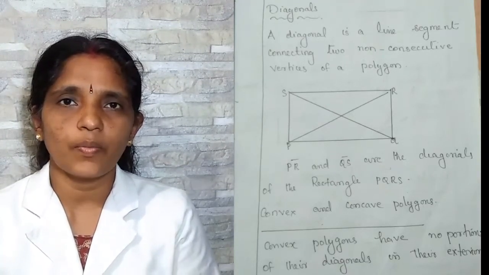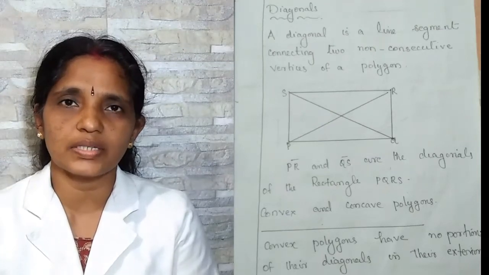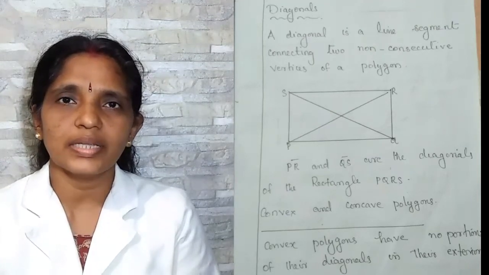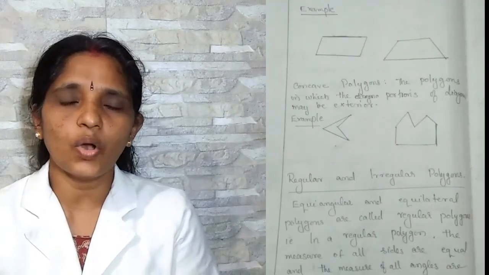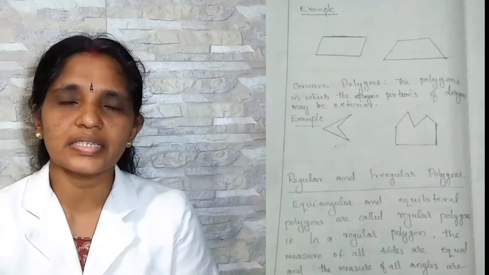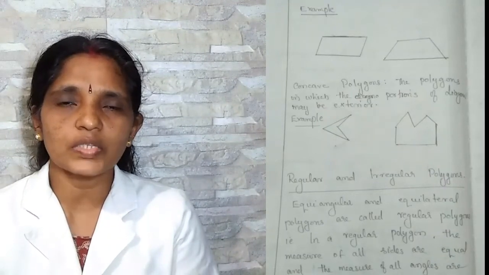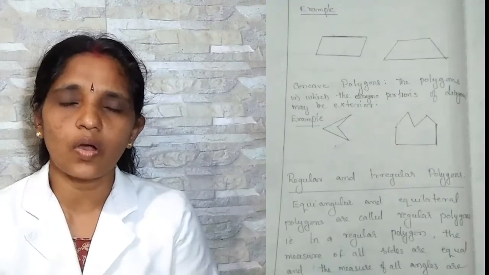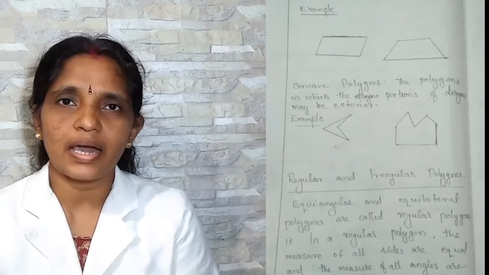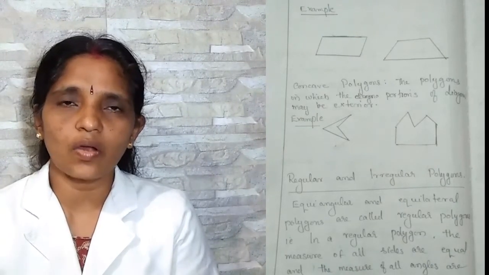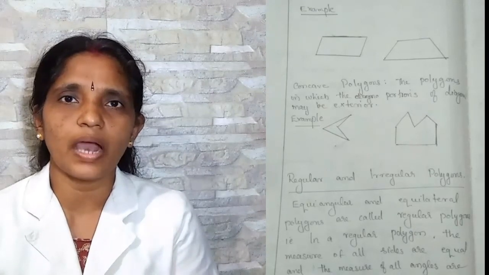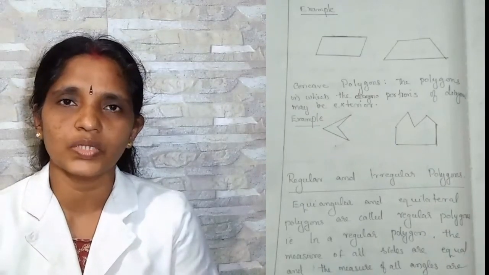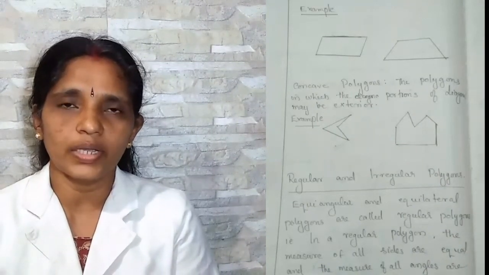Next point is concave and convex polygons. In convex polygons, the diagonals are inside the polygon. That means no portions of the diagonals are in the exterior of the polygon. Fundamental shapes are all convex polygons. But other than the convex polygon, we call it a concave polygon. Its diagonal may be outside the figure. That means portions of it will be outside the polygon.